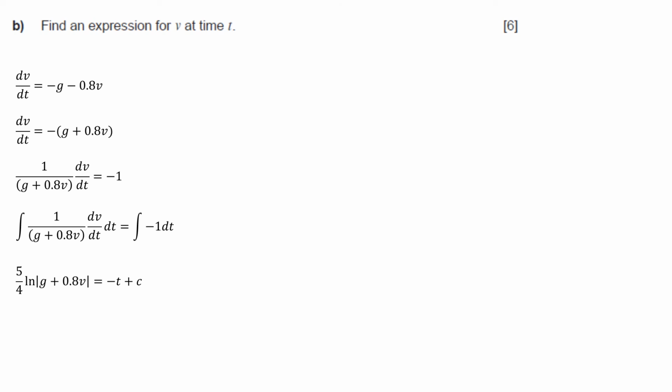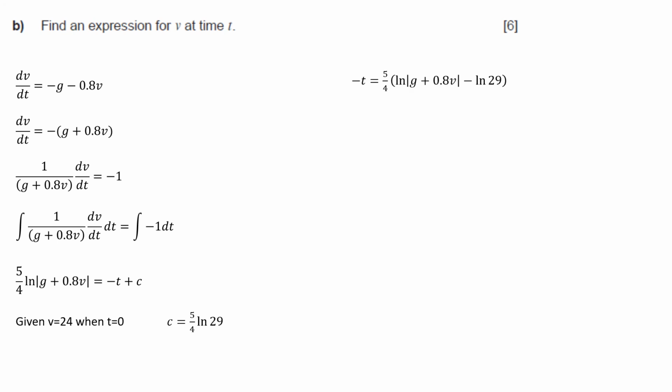Okay, but the integral of minus 1 with respect to t, or I could even put the minus outside, and the integral of 1 with respect to t would be minus t plus some constant. Remembering my constant of integration is always a useful thing because it will cost you marks. And given that v equals 24 initially when t equals 0, I can see straight away that c is going to be 5 over 4 ln 29, because 0.8 times 24 plus 9.8 will give me that 29 that I need.